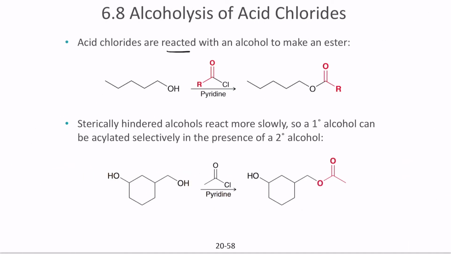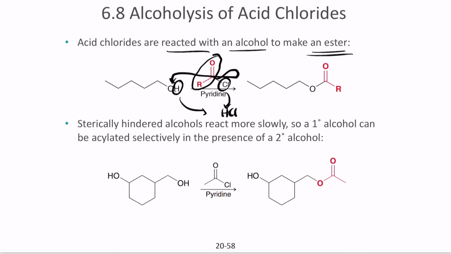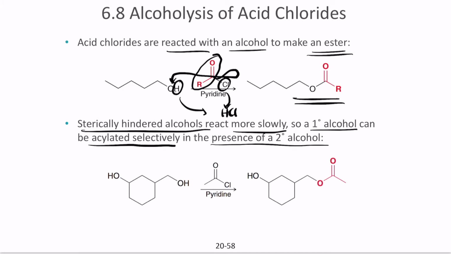So acid chlorides are also reacted with an alcohol. When you react with an alcohol, it creates an ester. So what happens here is the carbonyl group attaches itself in removing the proton. So the proton and the chlorine will create HCl, and the acyl carbon will attach itself to the oxygen, resulting in an ester formation. So sterically hindered alcohols will react more slowly. So primary alcohols can be acylated selectively in the presence of a secondary alcohol.